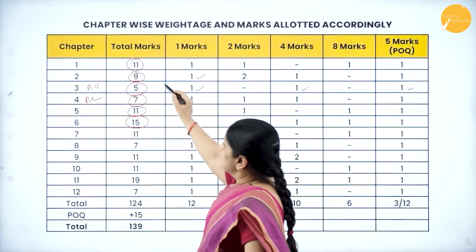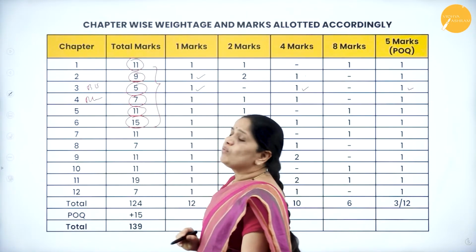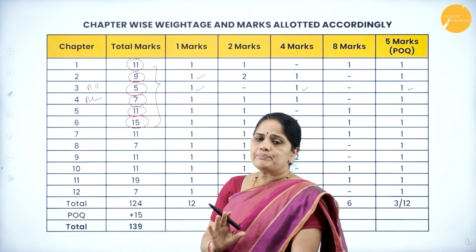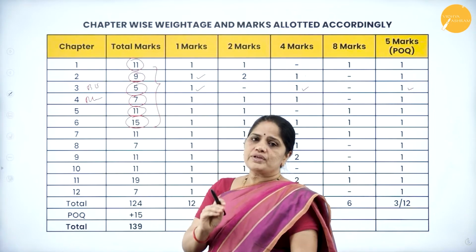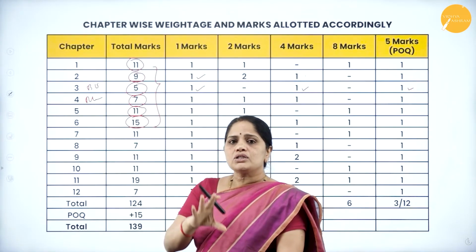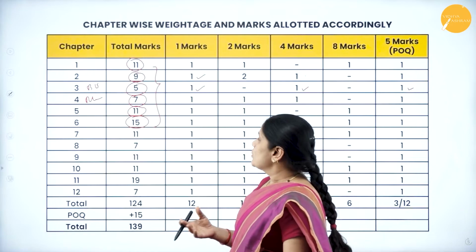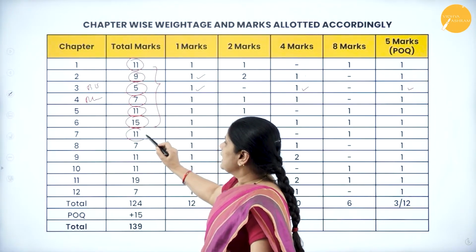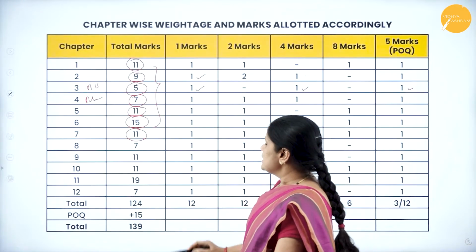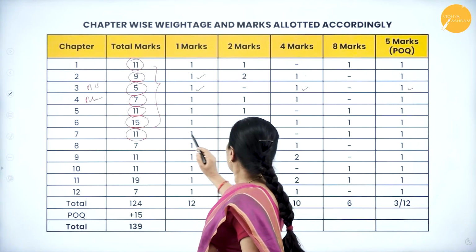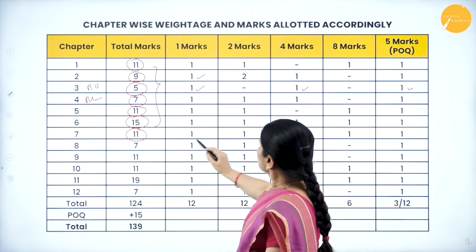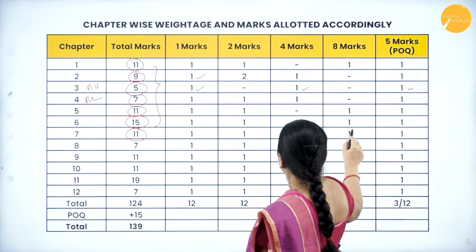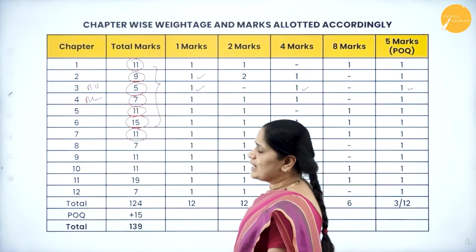Depending on this, you have to see what is the area of concentration. We have to concentrate on the chapters that carry more marks so that your score becomes more. Then the next chapter is direction. This chapter carries 11 marks, with the breakup of one 1-mark question, one 2-mark question, one 8-mark question and one 5-mark question.